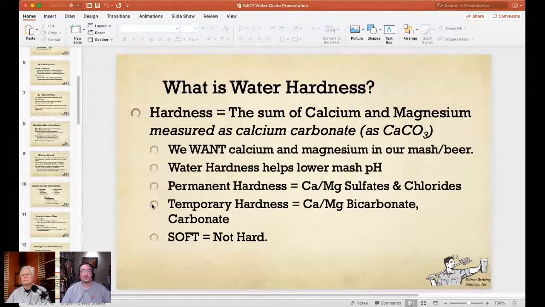We talk about two types of hardness. We talk about permanent hardness, and this is calcium and magnesium that is dissolved from high solubility salts such as sulfates and chlorides. Calcium sulfate, calcium chloride. We talk about temporary hardness. This is calcium and magnesium that is dissolved from low solubility salts such as calcium carbonate and magnesium carbonate, otherwise known as limestone.